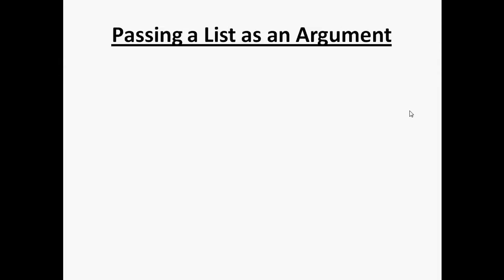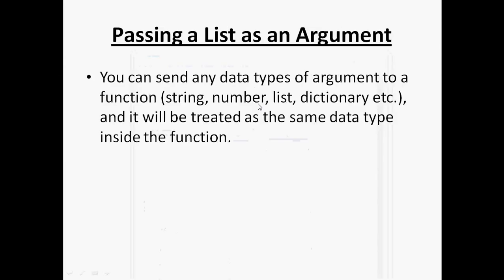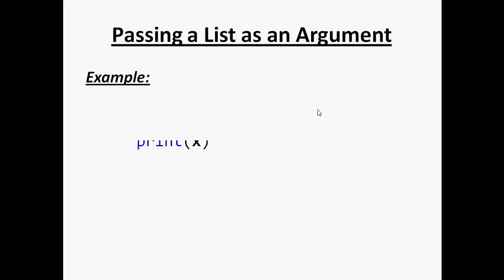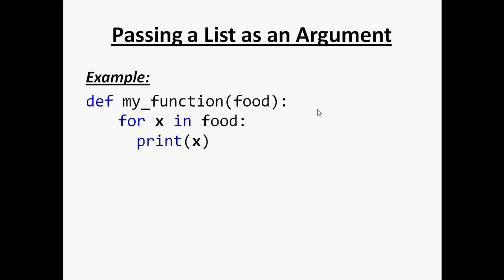Now we will move to passing a list as an argument. You can send any data type of argument to a function like string, numbers, list, dictionary, etc. And it will be treated as the same data type inside the function. For example, if you send a list as an argument, it will still be a list when it reaches the function. For example, have a look at this function.